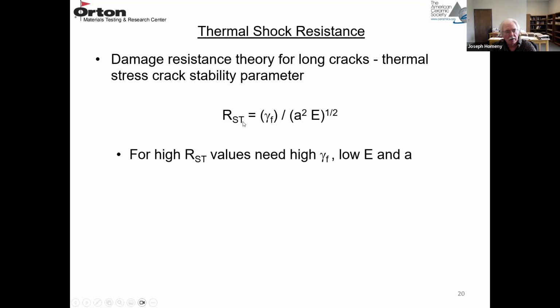The other parameter, RST, is the thermal stress crack stability parameter. Gamma F is again in the numerator, the work of fracture surface energy, and that's divided by the thermal expansion coefficient squared times Young's modulus, and that's the square root of both of these parameters. So for a high RST value, again, you need a high work of fracture. That's the key here. Low modulus and low thermal expansion.